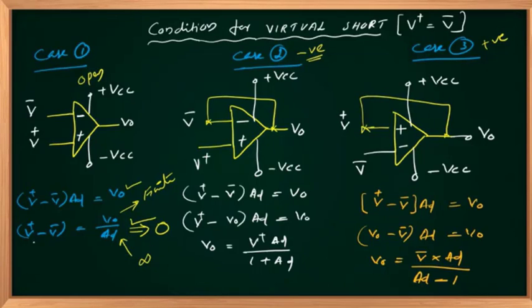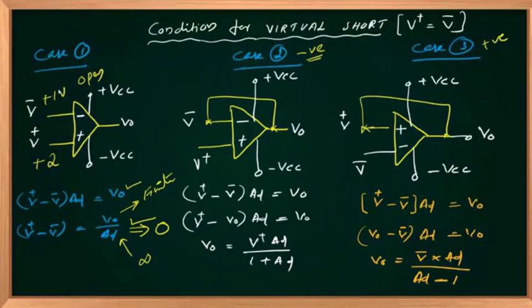That will give you V plus minus V minus equal to 0. That will give you V plus equal to V minus. But that is not true. As you can see, if I'm connecting plus 2 volts here and plus 1 volts here, my V plus and V minus should not be the same.